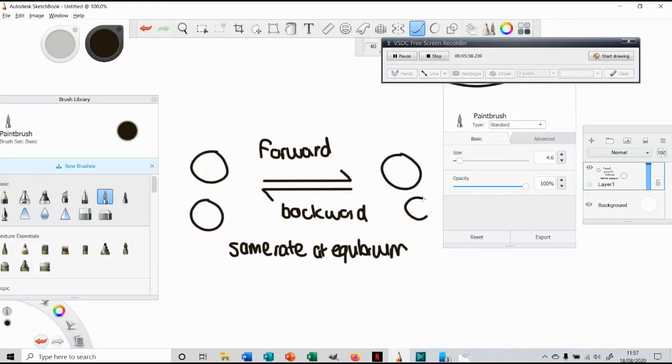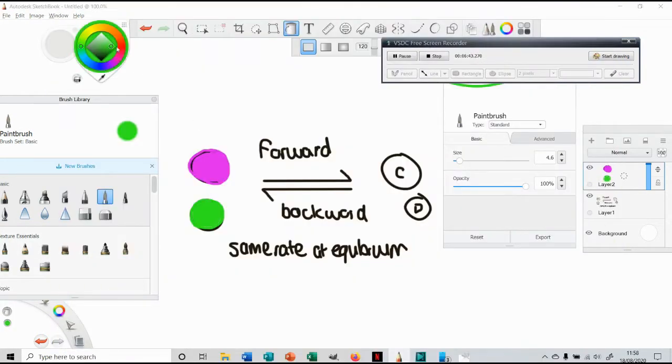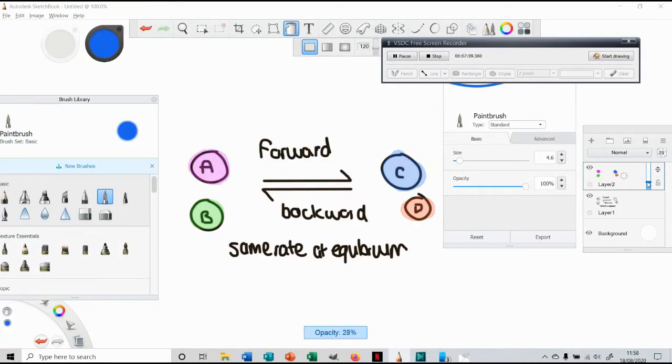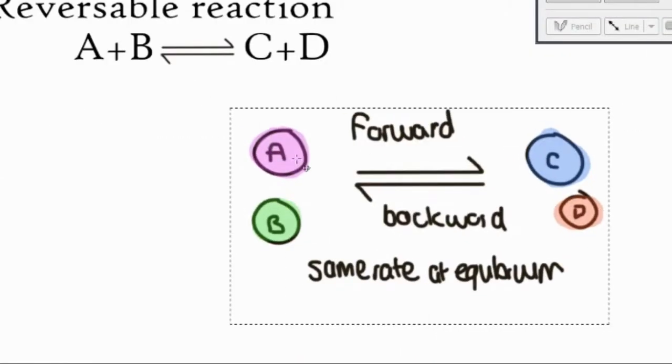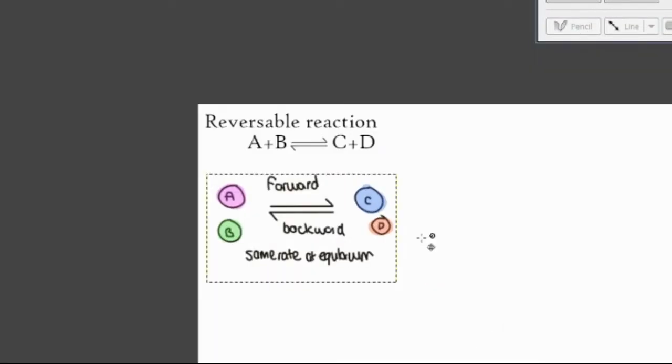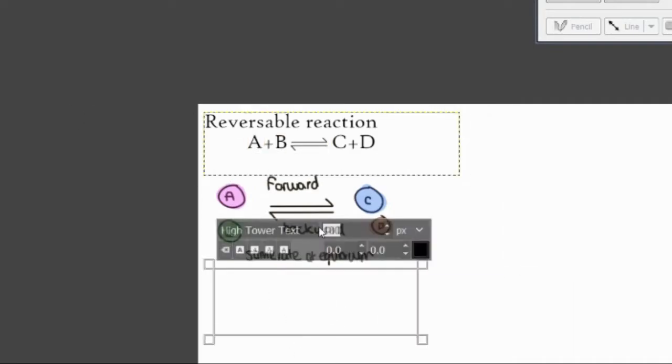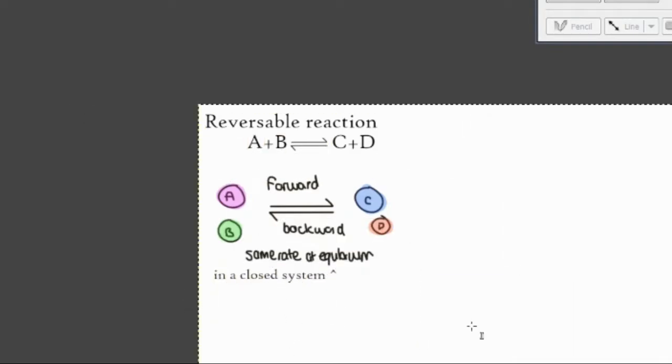When the forward rate is the same as the backward rate, the system is at equilibrium. At equilibrium, both reactions are still happening, but there's no overall change in reactants or products concentrations. This is only reached if it is in a closed system. Nothing can get in or out.